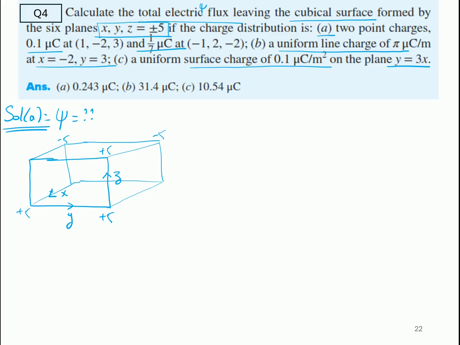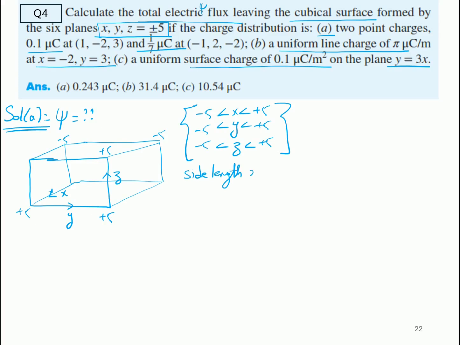So these are the boundaries of the cube. So the ranges are that x, y and z are between minus 5 and plus 5. So these are the bounds for the cube, which means that if I want to calculate the side length of the cube, side length means the total length along the plus minus x-axis, it is going to be 10. Similarly for the y and similarly for the z, this is going to be 10.